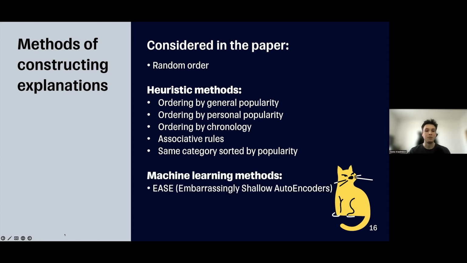We also use some machine learning methods like ALS, which is the model that generates recommendations, and some categories sorted by ALS, similar to the previous method but now with ALS scores. Machine learning methods can be seen as black boxes. They learn some relationships between items in the training process, which we then use to generate explanations.